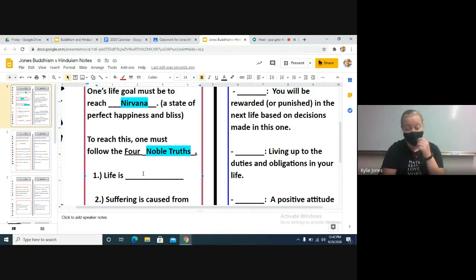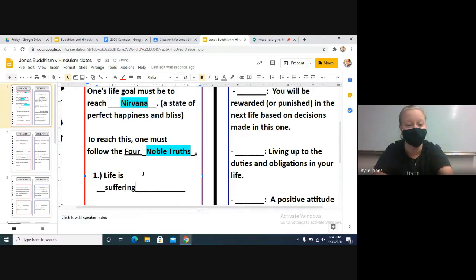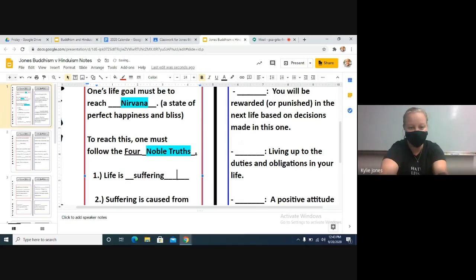So the first noble truth, life is what? Suffering. Good. Life is suffering, which is kind of a sad way to think about life. Everybody is suffering, but you know, kind of true. Yeah. We all have things that we go through.